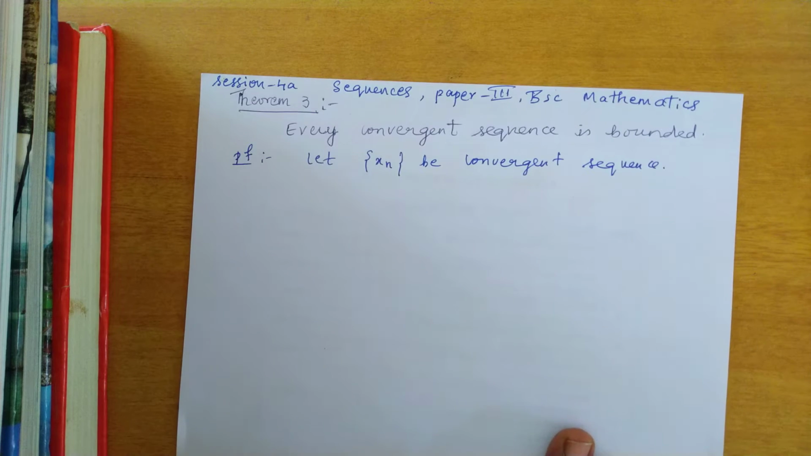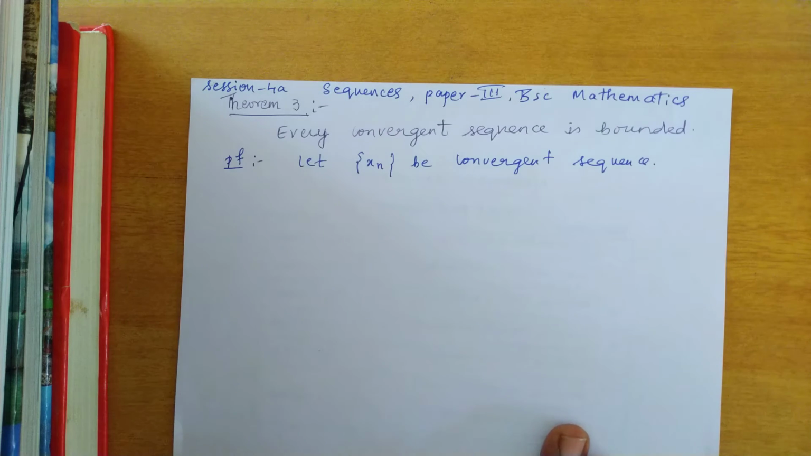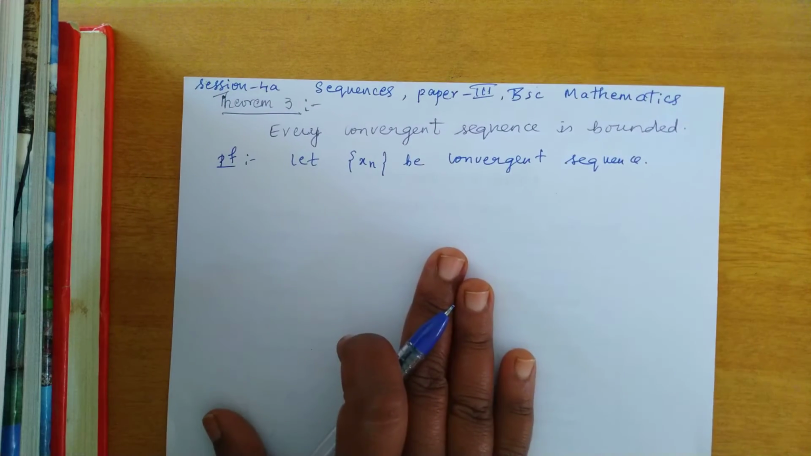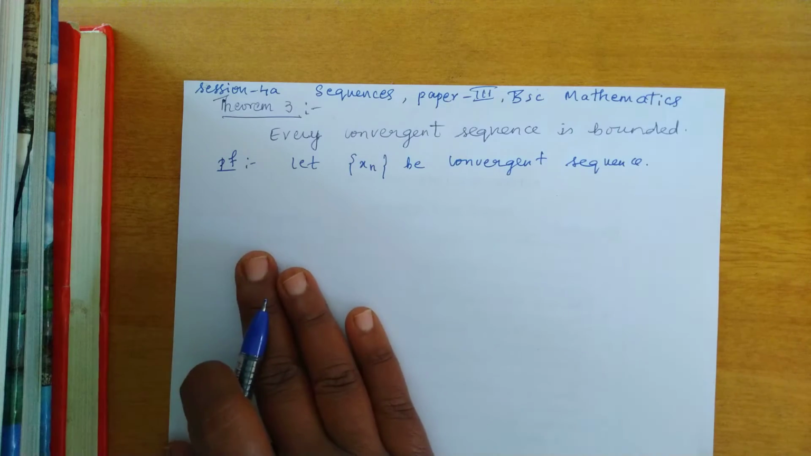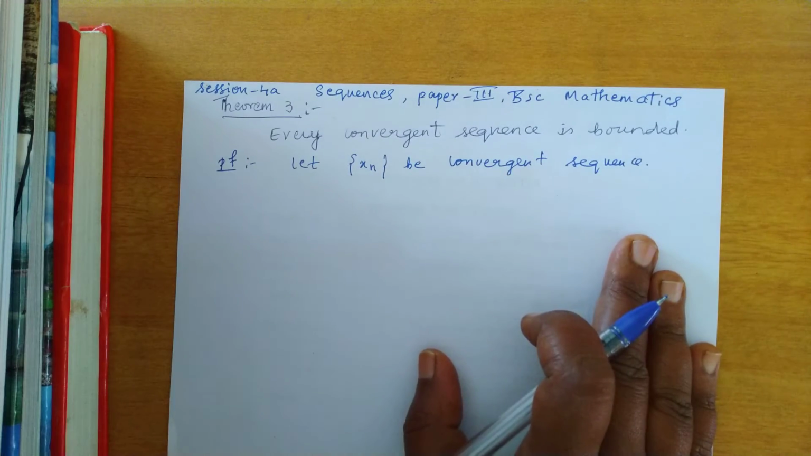So let's begin with the sequence. From the previous session 4, we had proved 2 theorems. Here we are going to start with the third theorem, that is, every convergent sequence is bounded. To start with, let xn be the convergent sequence.